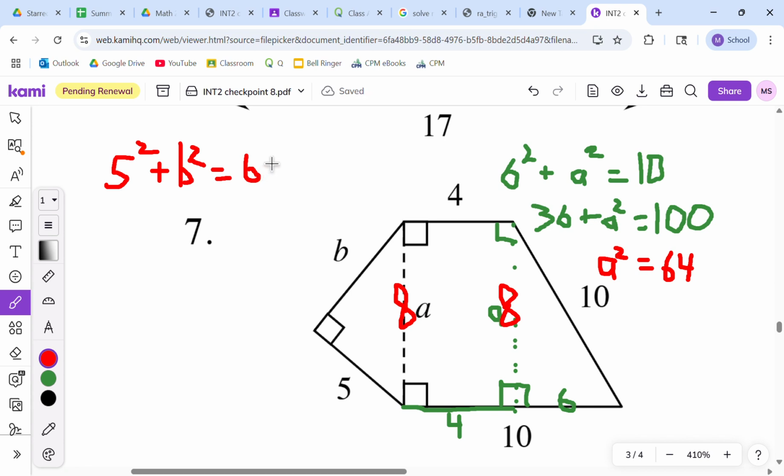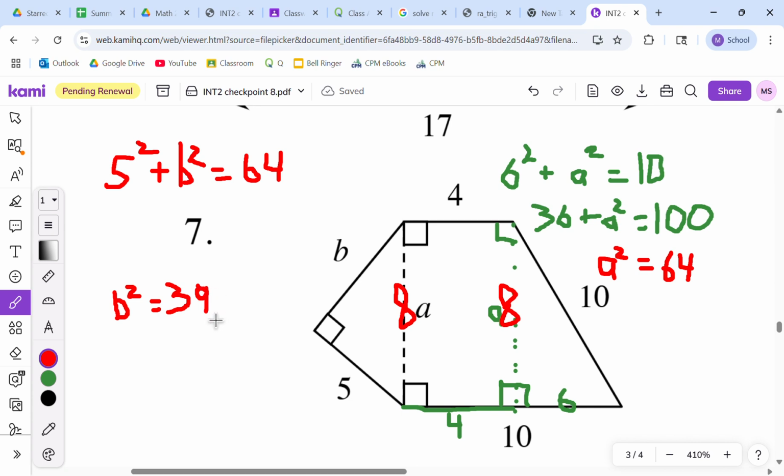I'm just going to write 64. I think it's going too slow. I think we get it. Okay, so subtract 25 on both sides. So that would be 39. So therefore, b squared is 39. And 39 is 3 times 13. So there's nothing we can really do here. So it's just the square root of 39 is the answer for b. So a is 8 and b is root 39.